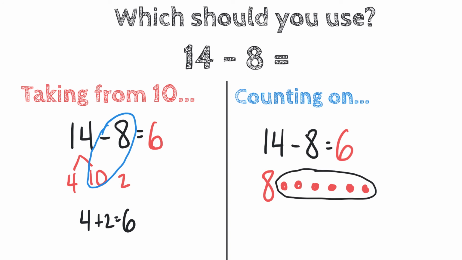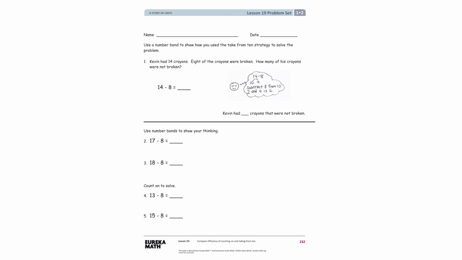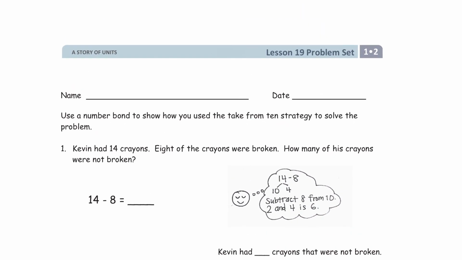All right, boys and girls, what I want you to do right now is pause the video, go ahead and grab your lesson 19 problem set from module 2. So pause the video, grab that, come right back, and we'll take a look at the problem set. Welcome back, boys and girls. So here's what your lesson 19 problem set should look like. The top, it should say lesson 19 problem set 1.2.